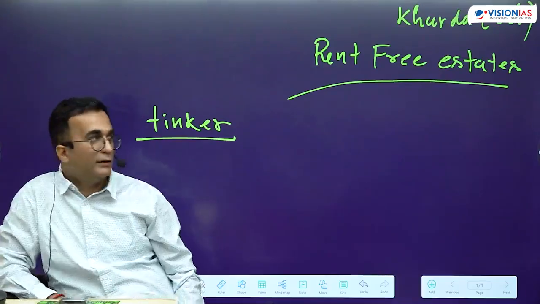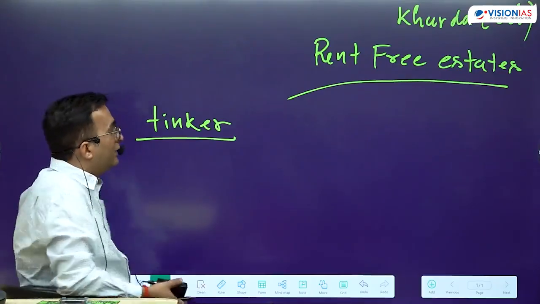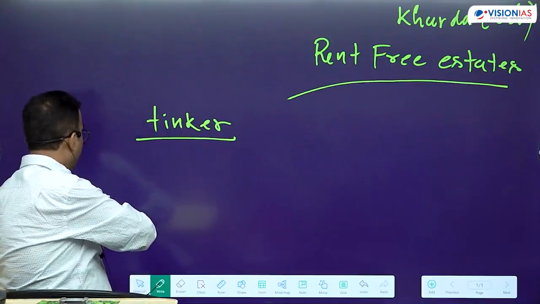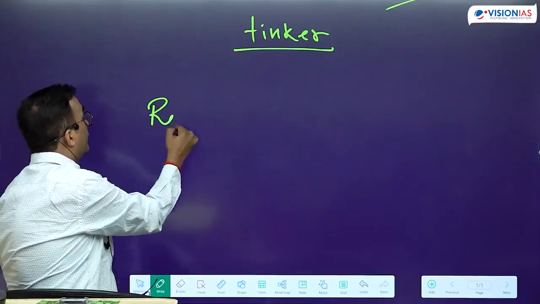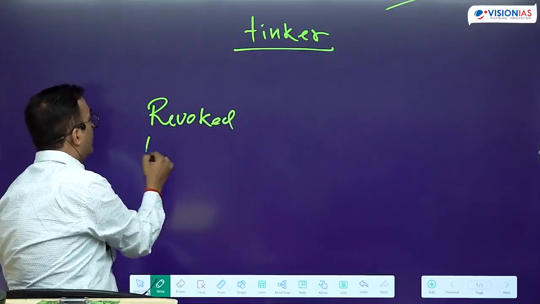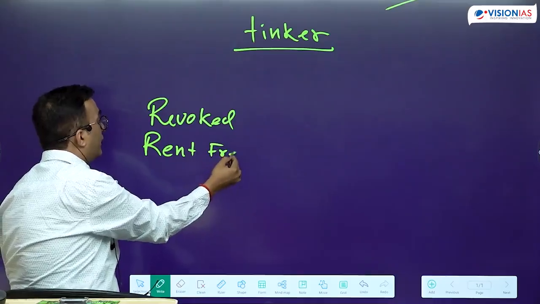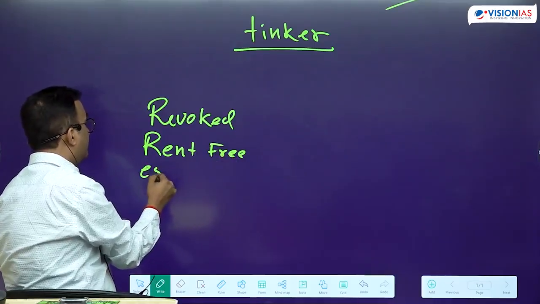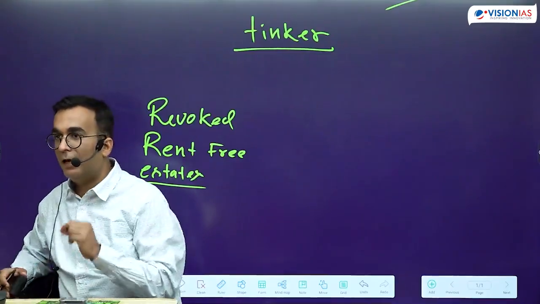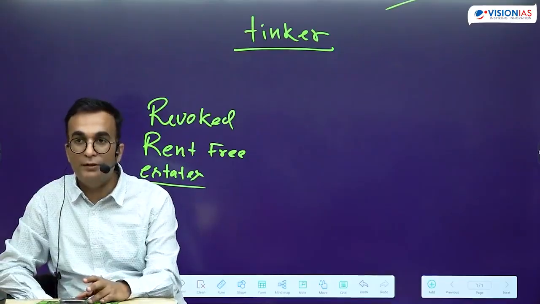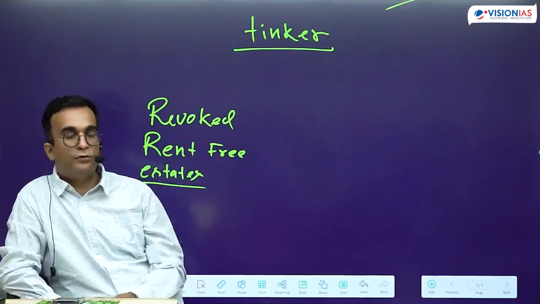Then mention after peasant uprising, full stop. In 1817, the British revoked the rent-free estates of the Paikas, and now they were supposed to make payment.